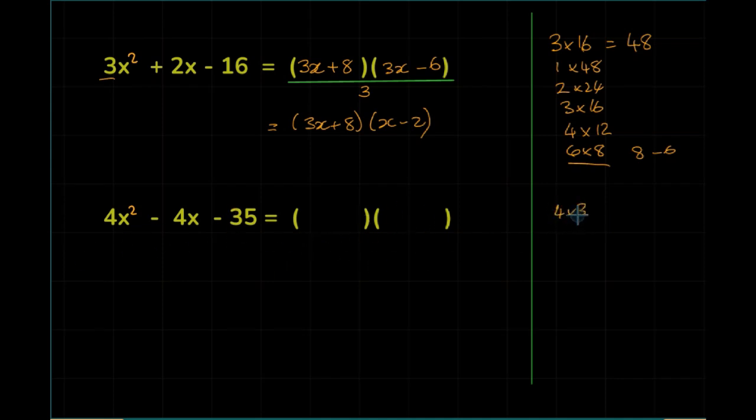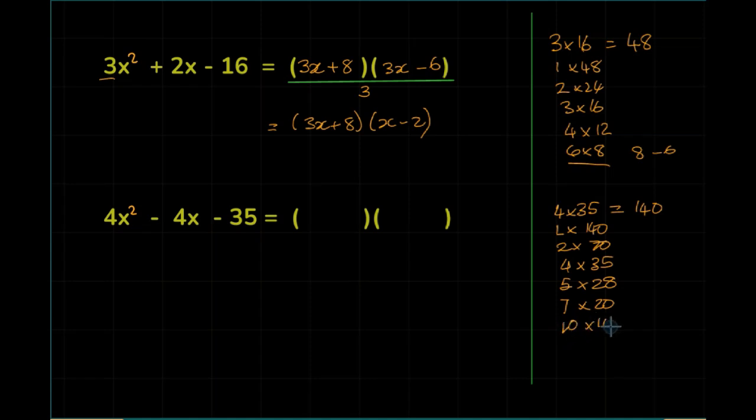4 times 35 is 140. We're looking for them to subtract to minus 4, so that's no good. So 1 times 140, still no good. 2 times 70, nowhere near. 3 won't go in. 4 times 35, nowhere near again. 5 times 28, 6 won't go in. 7 does go in, 7 times 20. 8, no, 9, no, 10 goes in.